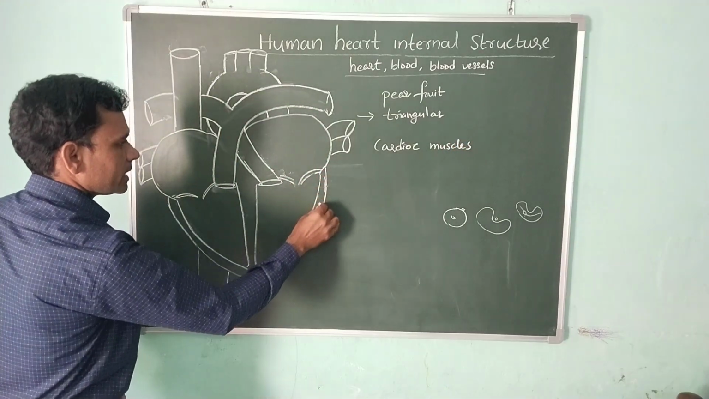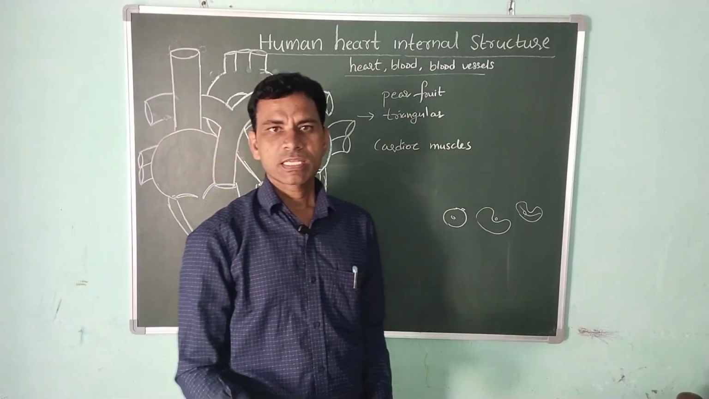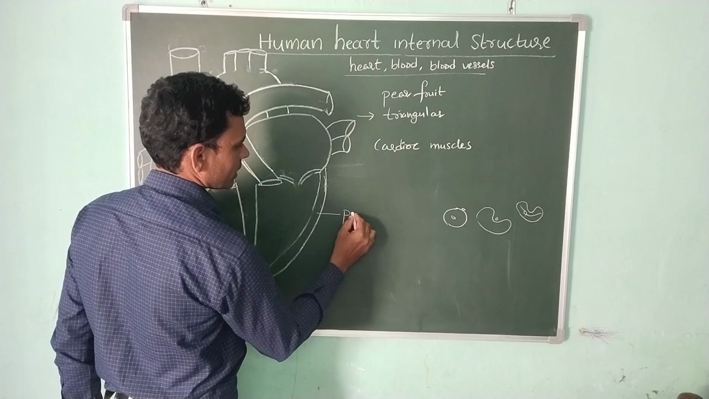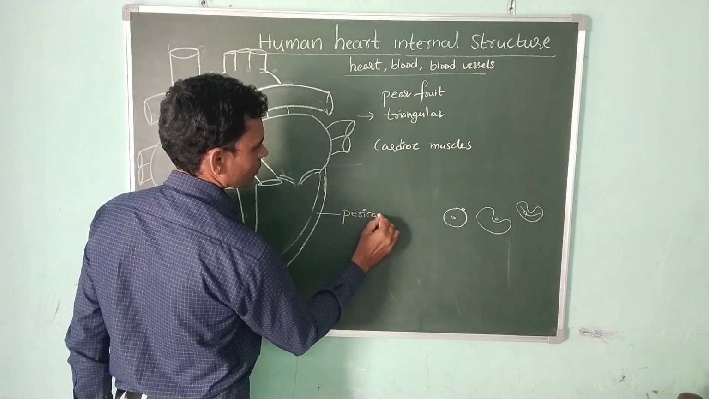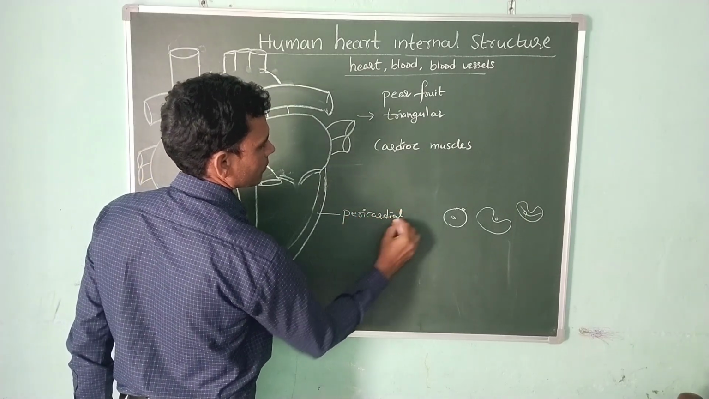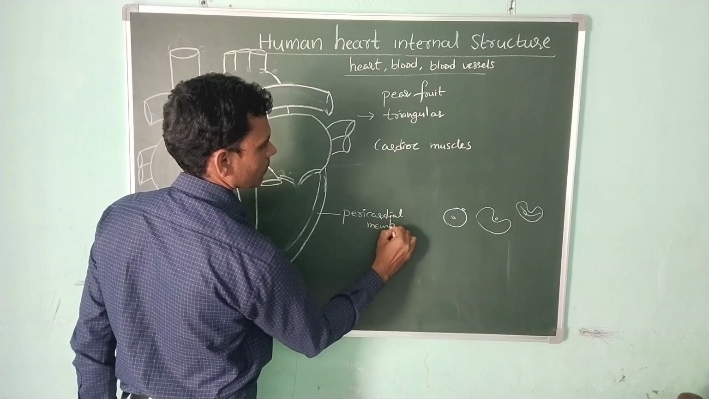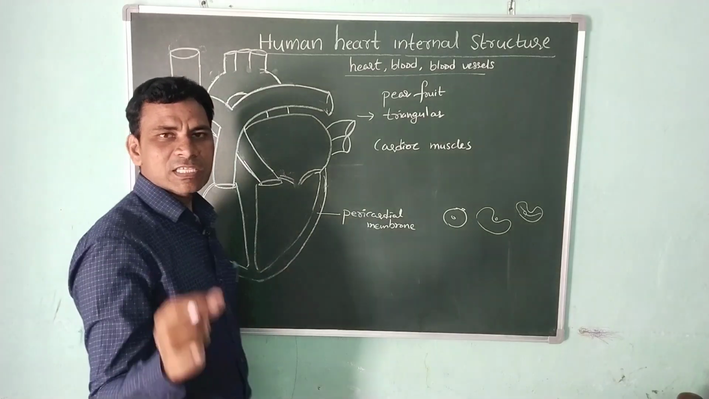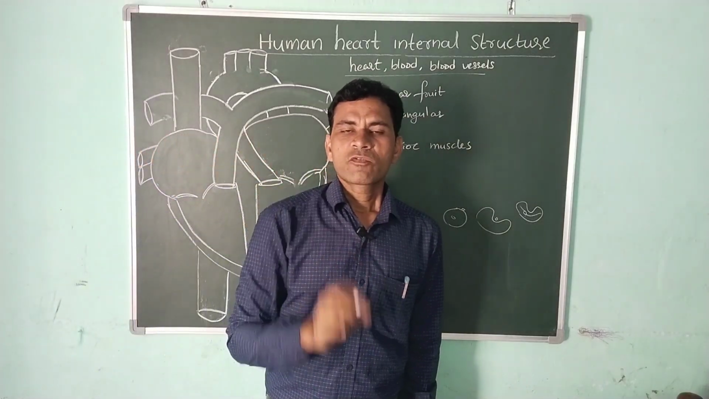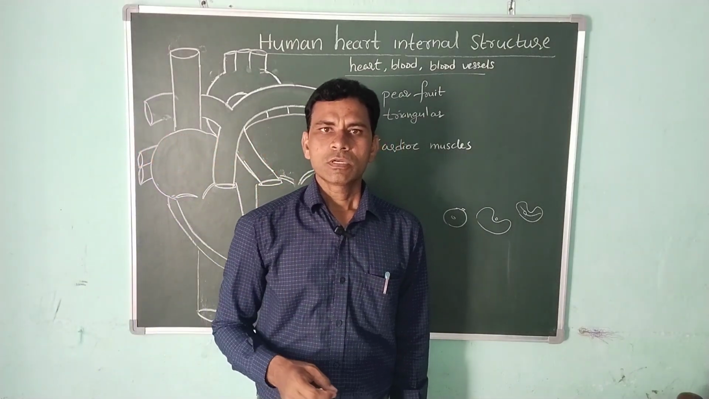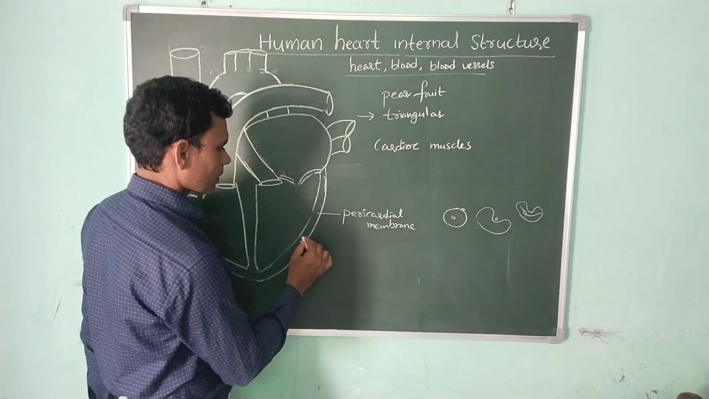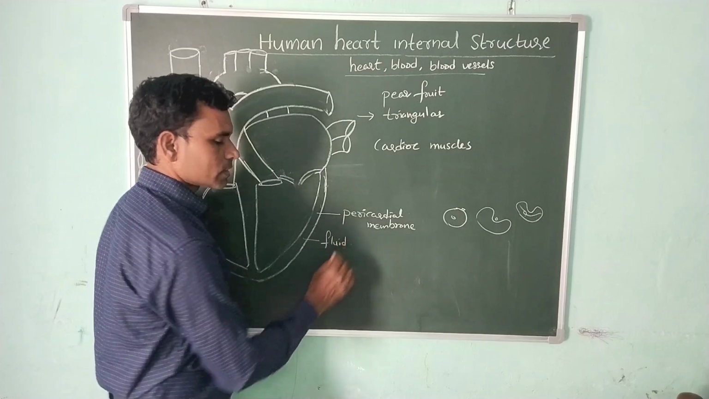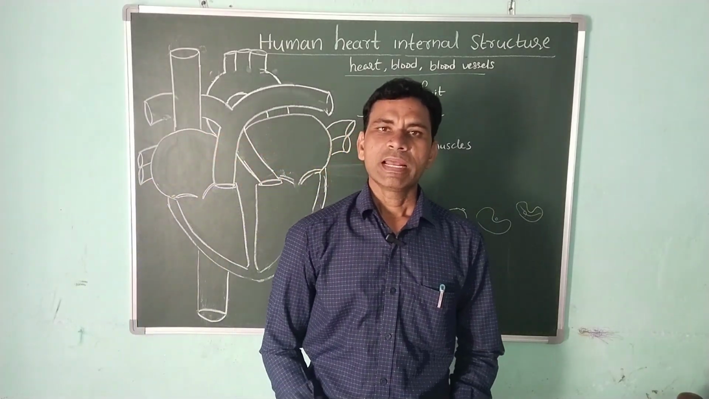If you see this, it is a membranous structure. These membranes are called the pericardial membrane. There are two membranes present, and between them one fluid is present, called pericardial fluid. It protects us from electrical shocks.